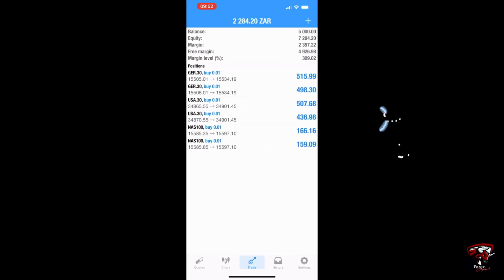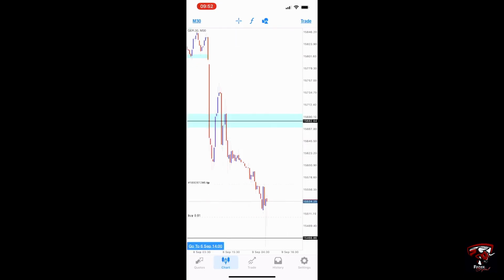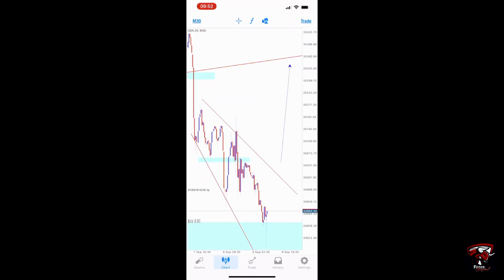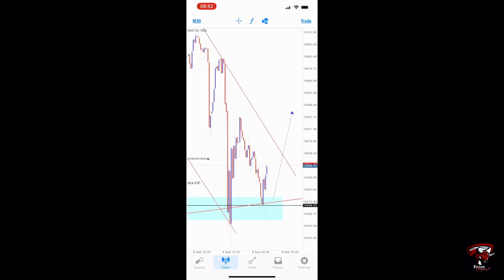Let's check German 30. As you can see, it's highly volatile than all of them, so I placed an even more tighter take profit and stop loss target than the other ones. Let's check US 30. As you can see guys, my take profit here is actually a bit higher because it's not as volatile as the first one, and Nasdaq is almost about to take profit. And as you can see guys, the market is respecting setups on all trades.